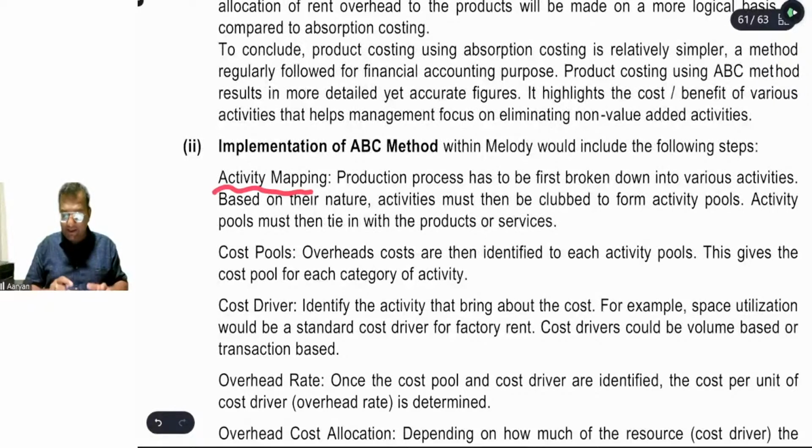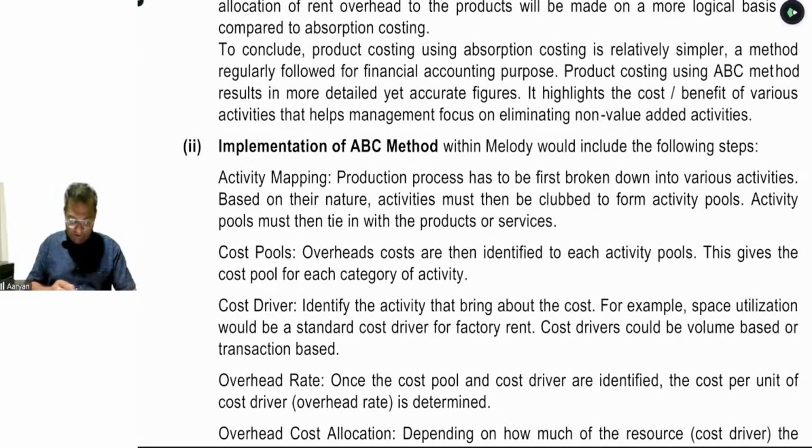in a mid-sized organization there can be 45 to 50 activities. The production process has to be first broken down into various activities. Unless and until we break it down into different activities, we cannot implement activity based costing. So first we require the activity, second we have to find out what the cost pool is. Can you please tell me beta, based on your knowledge of costing, how we can identify the cost pool, how we can calculate the cost pool of a particular activity?